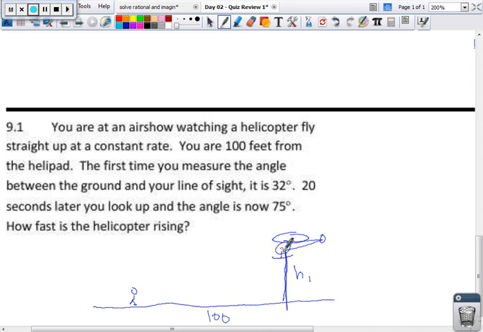when your angle is 32 degrees. Okay, so we're able to find the initial height. The tan of 32 equals h1 over 100. And it turns out that the original height was 62.5 feet. So when you first saw this helicopter, it was 62.5 feet off the ground.